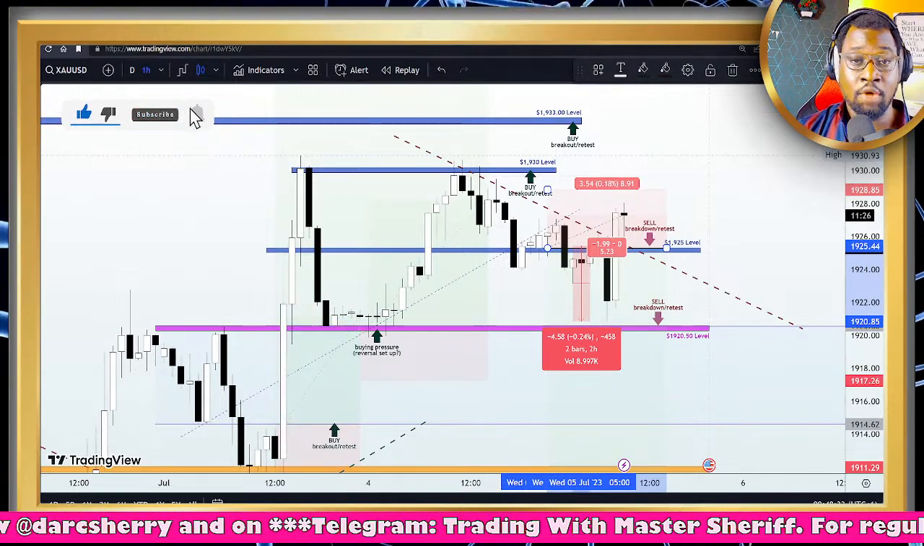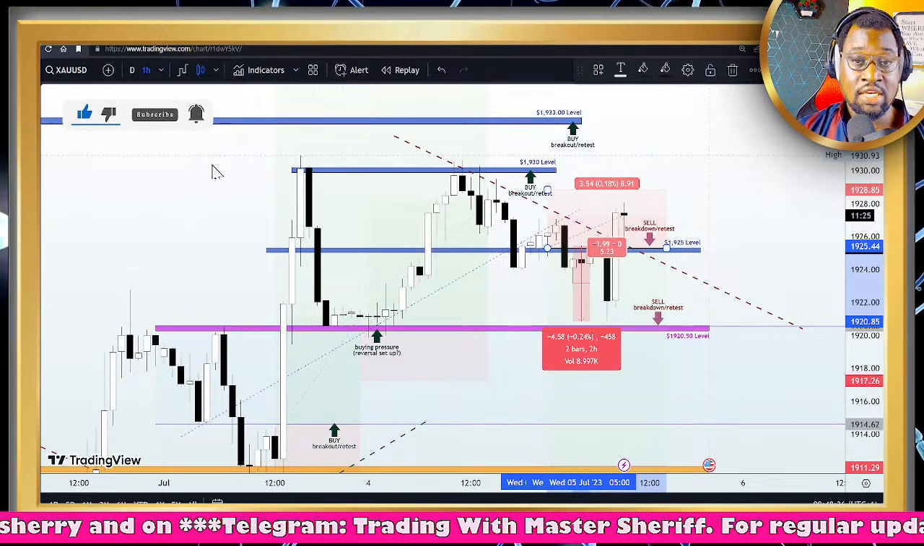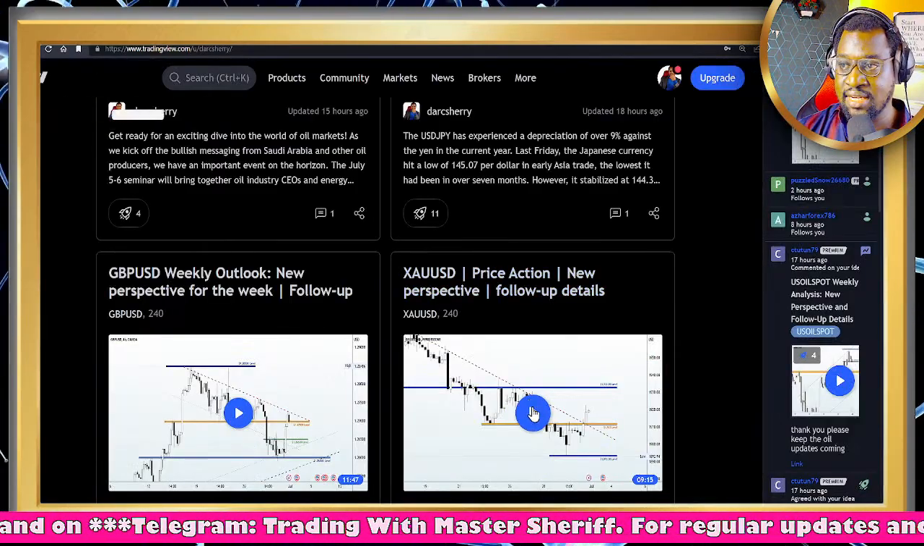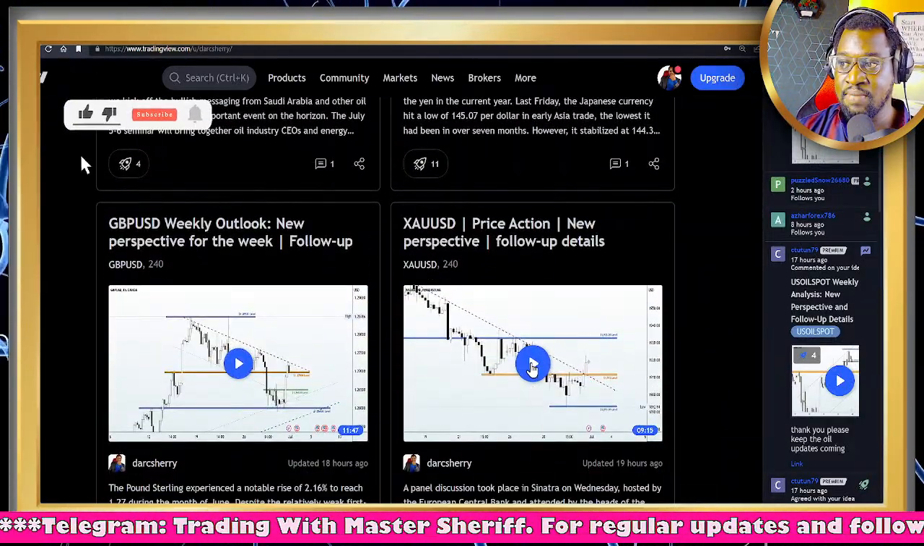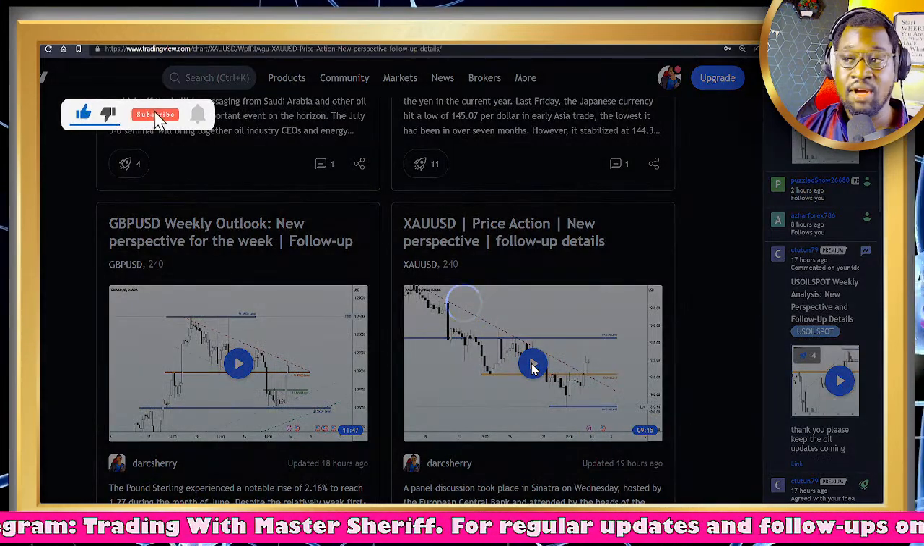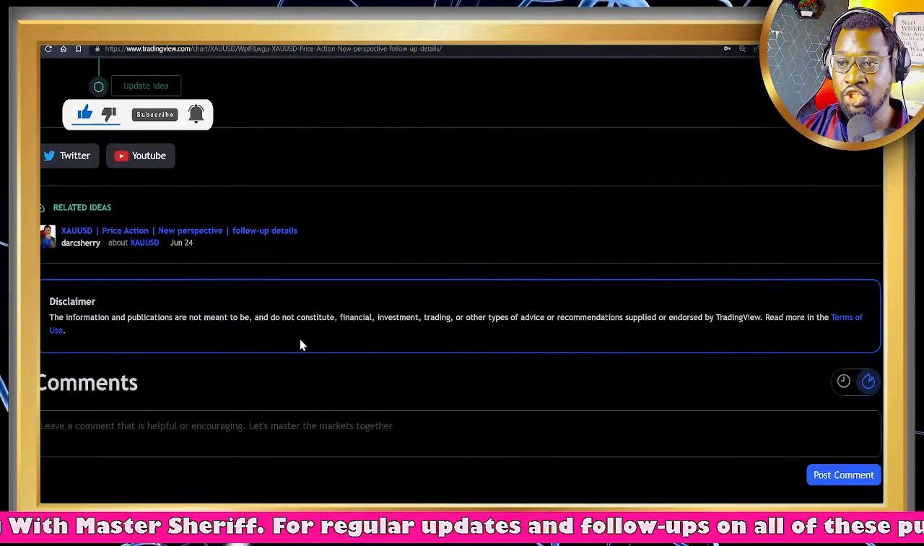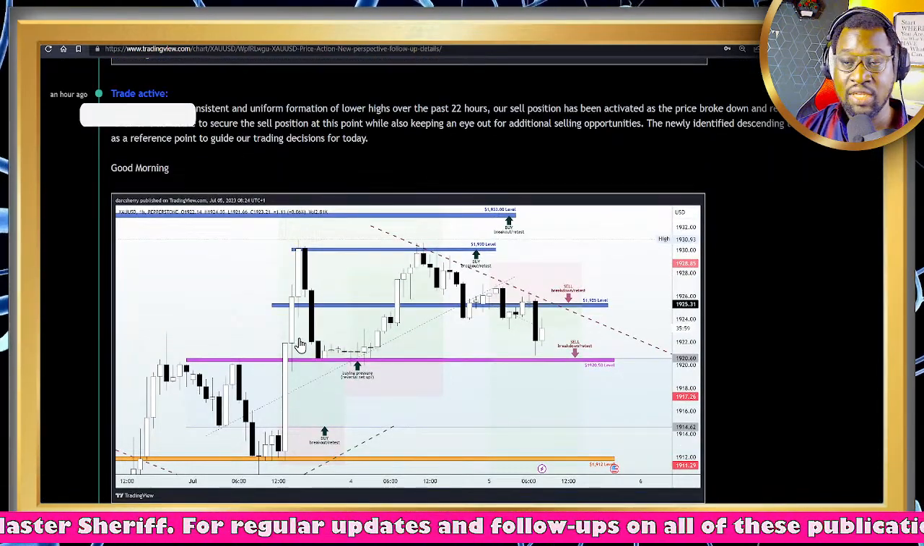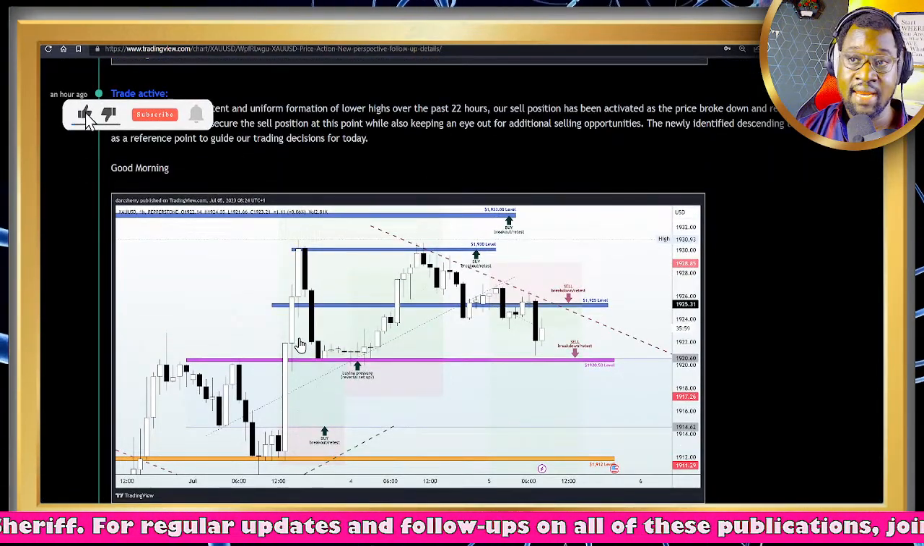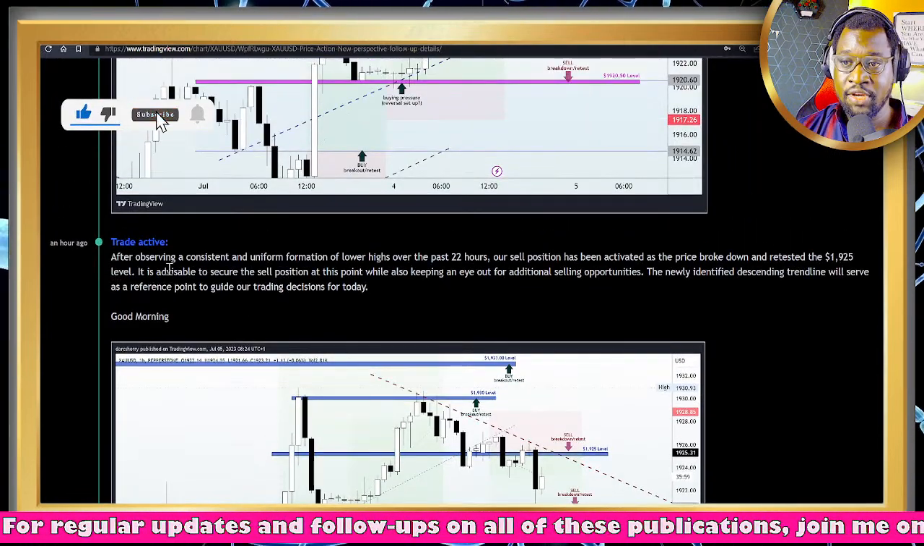And I shared an update this morning telling everyone to secure the current sell position. Let's look at that quickly. So if you are with me on my TradingView and Telegram platform, you would have gotten this update this morning. So I said we should secure the sell position and wait and see how price action will be playing out going forward. So this was my commentary here this morning.